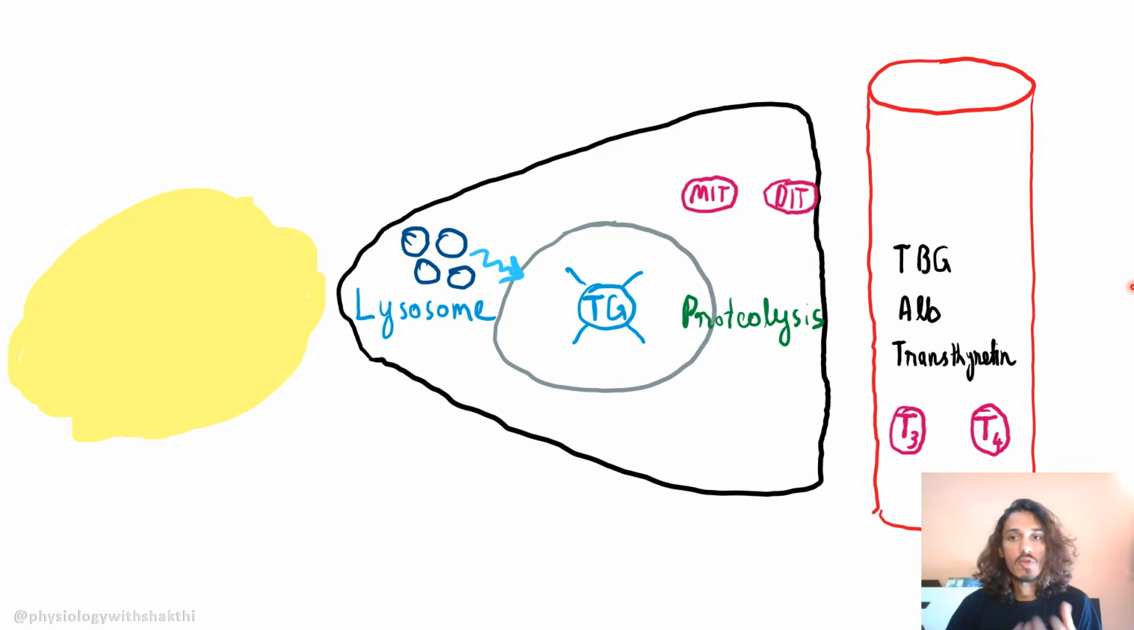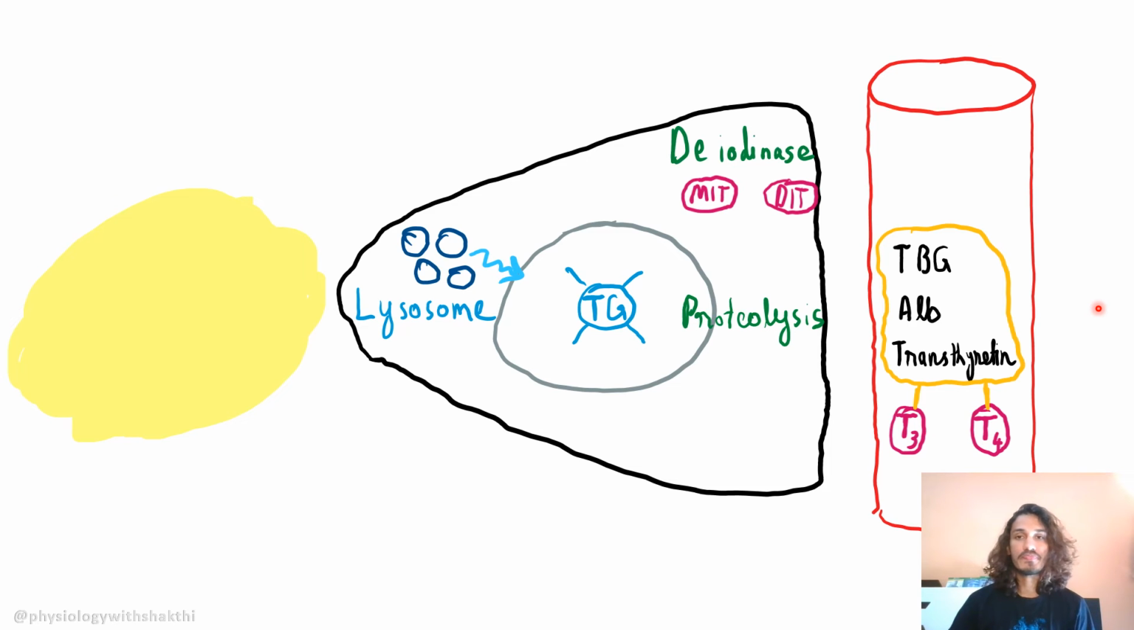So this is bound to thyroid binding globulin, albumin, or transthyretin, also called prealbumin. Attached to them is how your T3 and T4 is going to go into the circulation. This MIT and DIT, on the other hand, by action of deiodinase, get converted back to iodide and is taken back, and the whole cycle repeats itself.